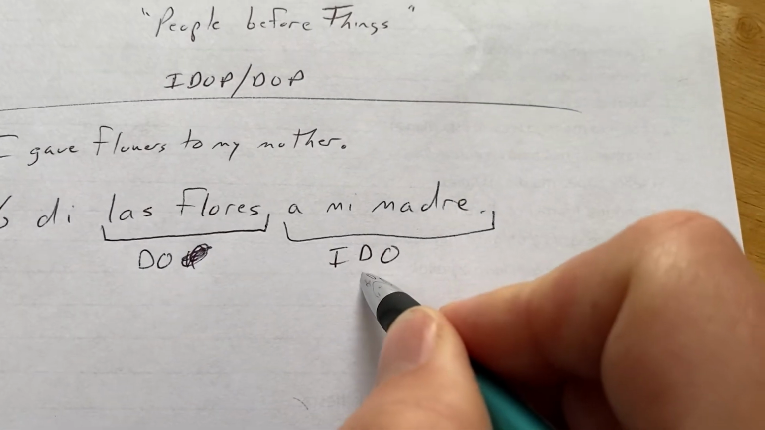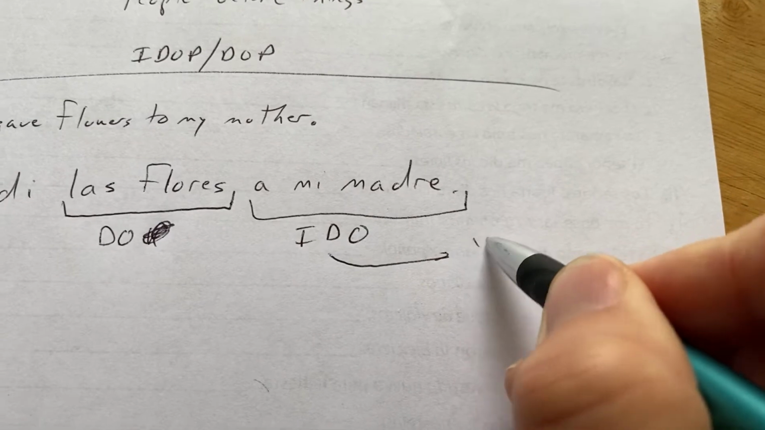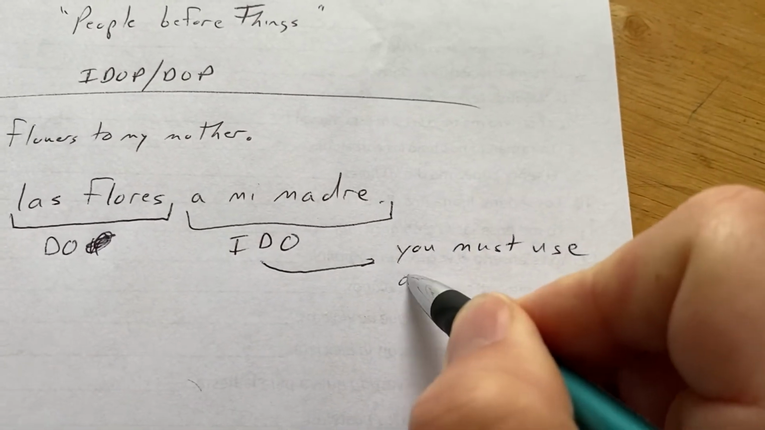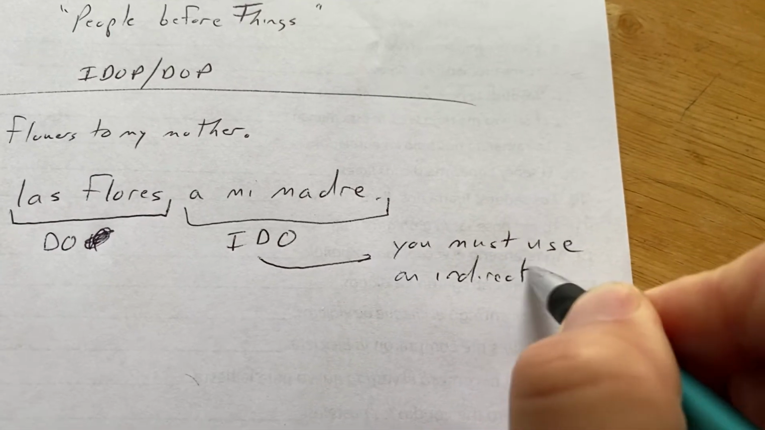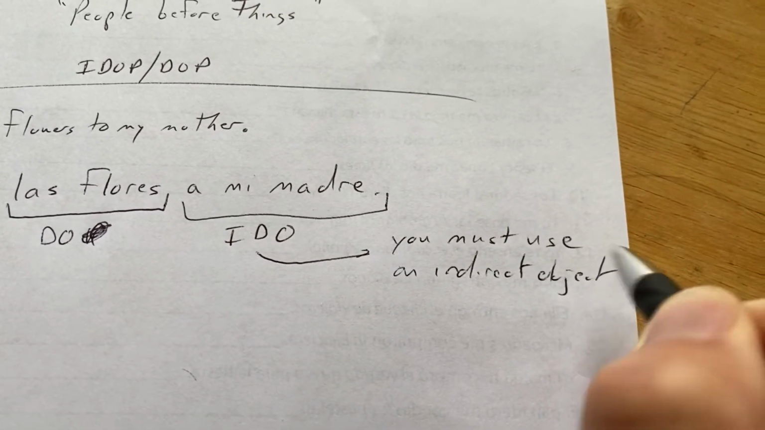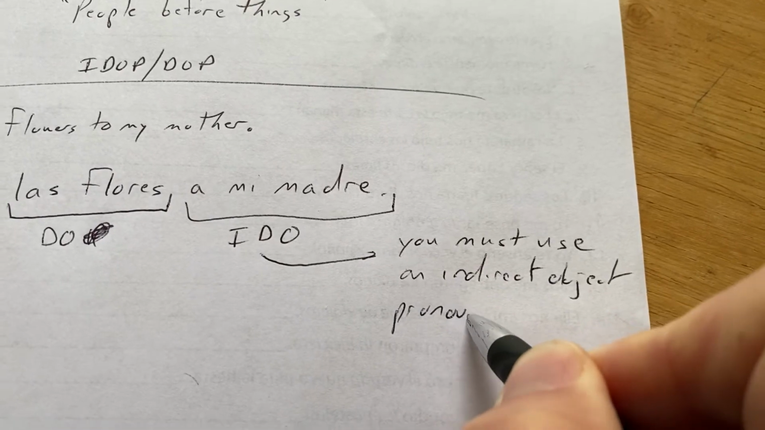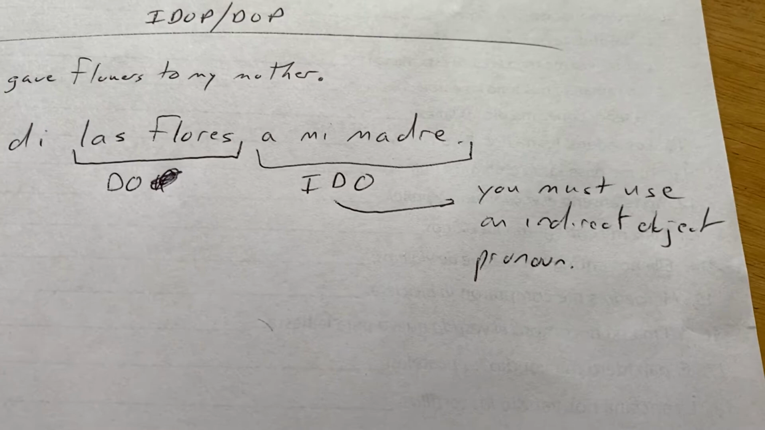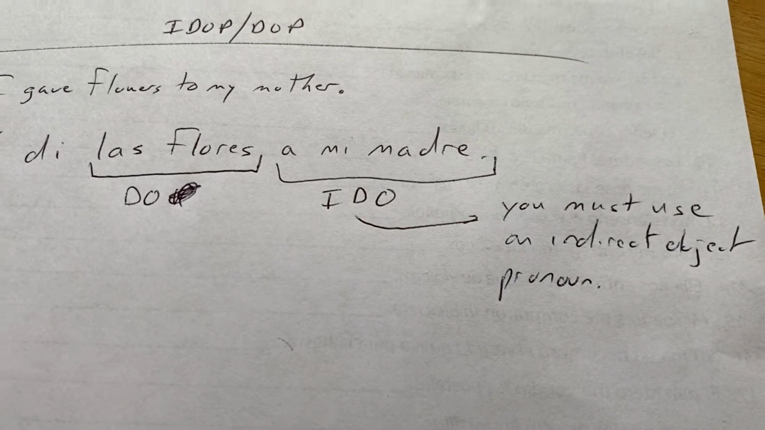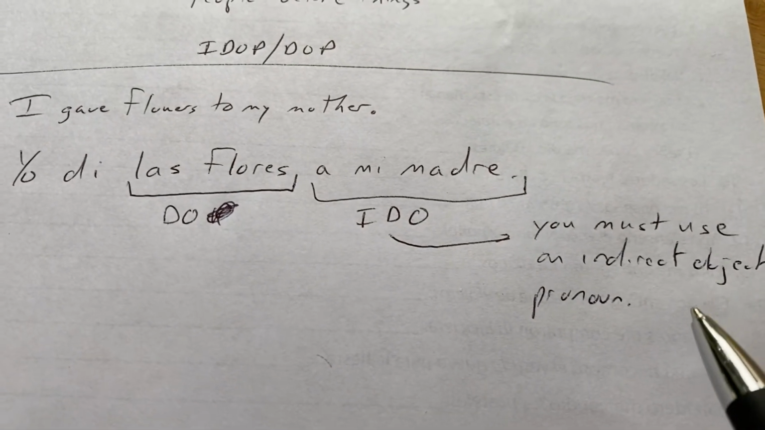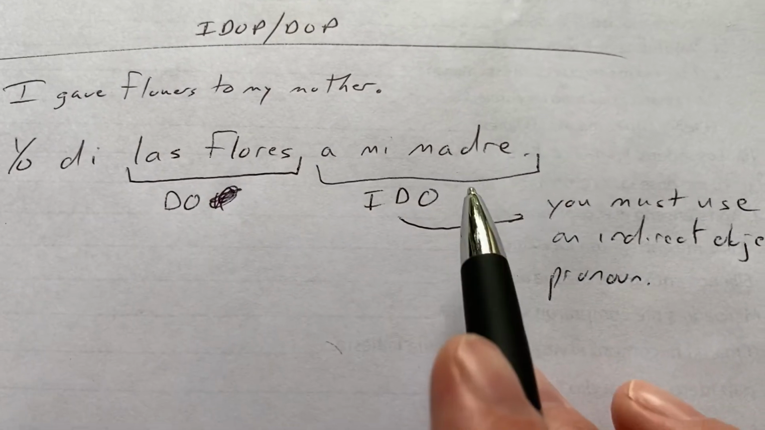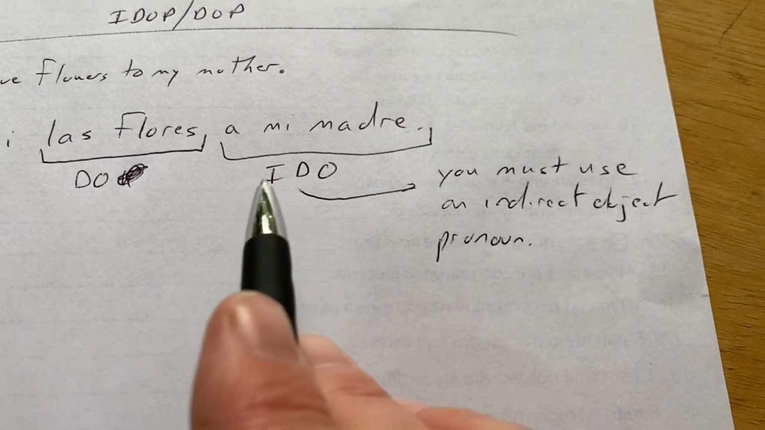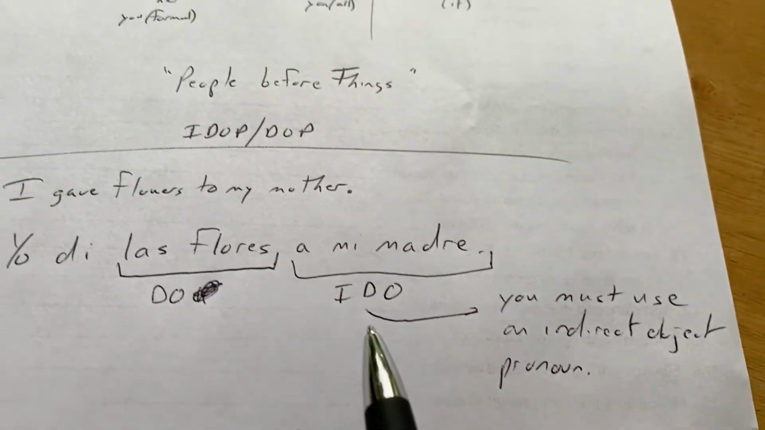So what I'm going to tell you here is a little secret. If you have an indirect object, and I'm going to draw a little arrow, you must use an indirect object pronoun. And if you were in class, you would hear me say the word redundant. A redundant is an unnecessary repetition. So I'm going to go through this with you right here. Yo di las flores a mi madre, and you must use an indirect object pronoun if you have an indirect object.